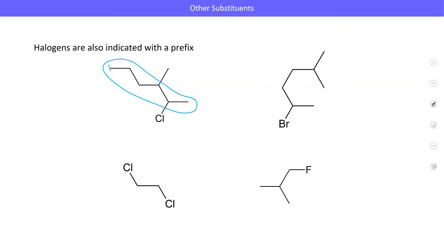This is still going to be 1, 2, 3, 4, 5, 6. So it's hexane. Instead of saying hexane chloride, we say 2-chloro-hexane. And then also any other branches that happen to be on there, this one has a methyl group. So that means it's going to be 3-methyl-2-chloro-hexane.